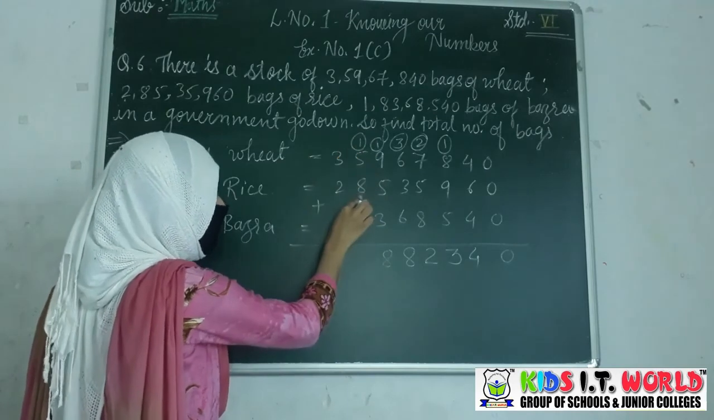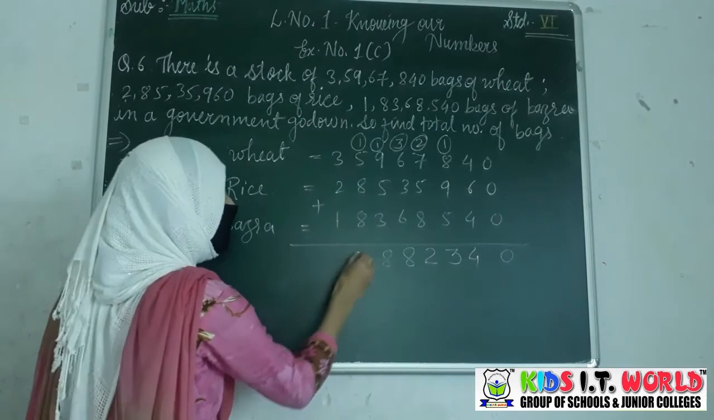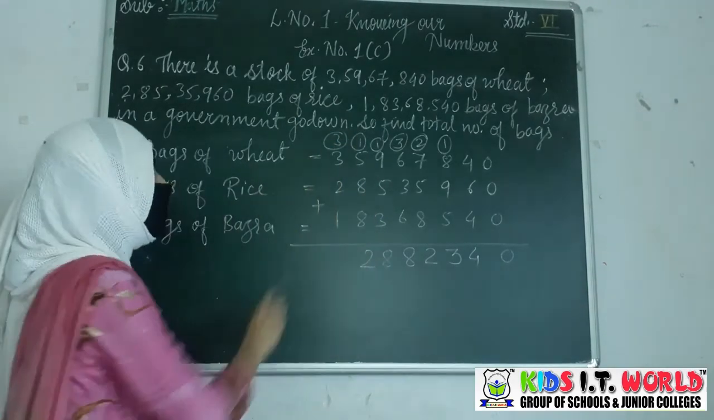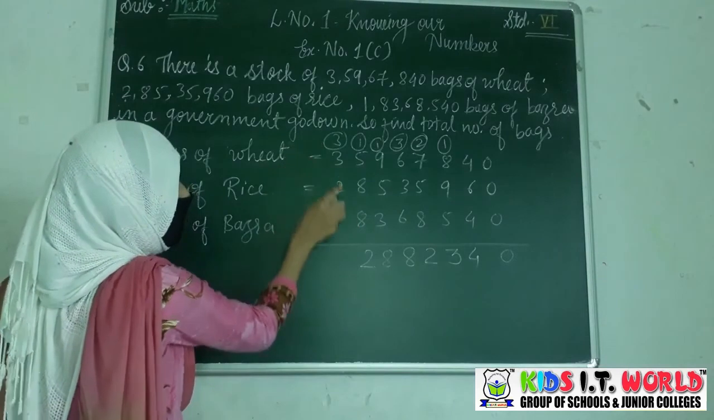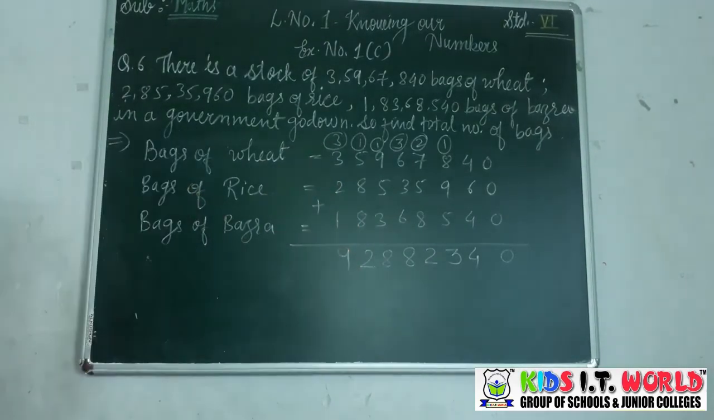Now 5 plus 1, 6. 6 plus 8, 14. Now 14 plus 8, 22. We will write 2 here. 3 will be carried to the next number. Now 3 plus 3 is 6. 6 plus 2, 8. 8 plus 1 is 9. So here you got the total value of the total number of bags which is present in the godown.